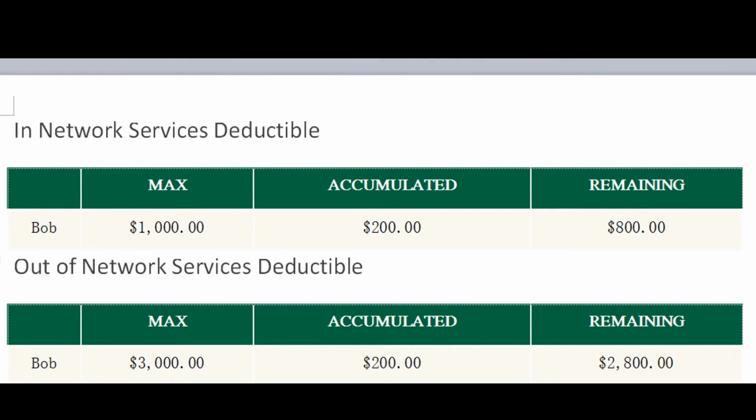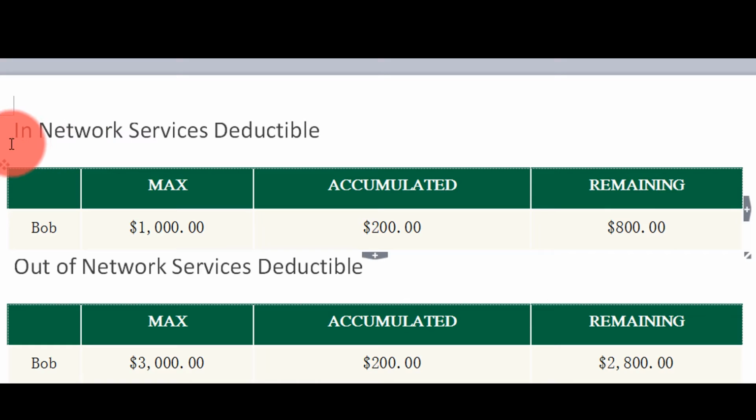Next, we'll talk about deductibles and coinsurance. You can see an example here. Bob has to pay a maximum of $1,000 for in-network and a max of $3,000 for out-of-network services. So basically what that means is before the insurance company pays anything, Bob has to at least pay $1,000 in-network or $3,000 for out-of-network services.